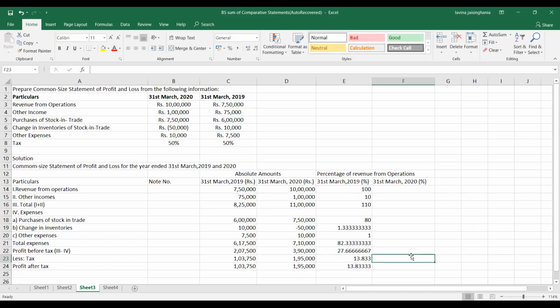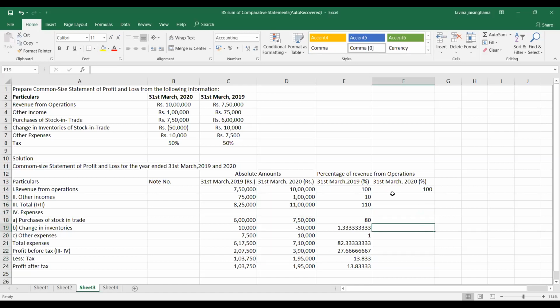Simple. Only what you have to do is consider 2019 revenue from operation as 100 and convert the rest of the items as compared to how much percentage of it is the rest of the items. Same working is to be done for 2020, considering 100 as revenue from operation. If revenue from operation is 100, now forget about 2019. What you have to check is 2020.